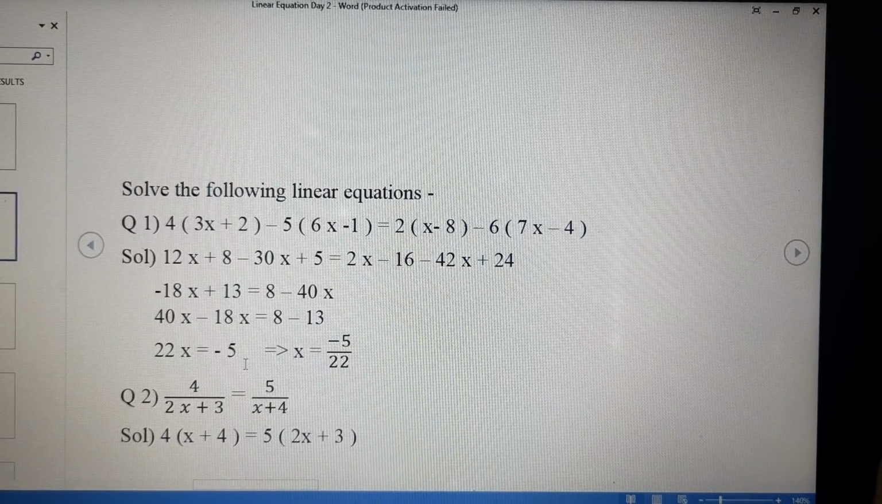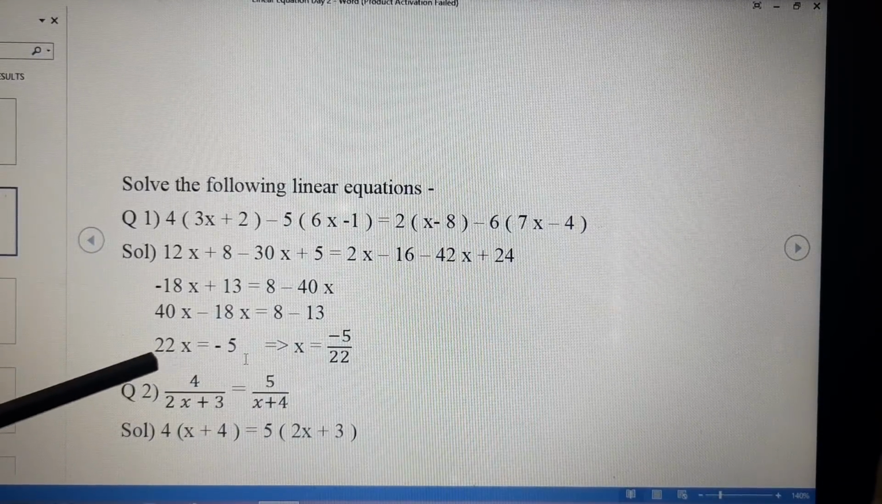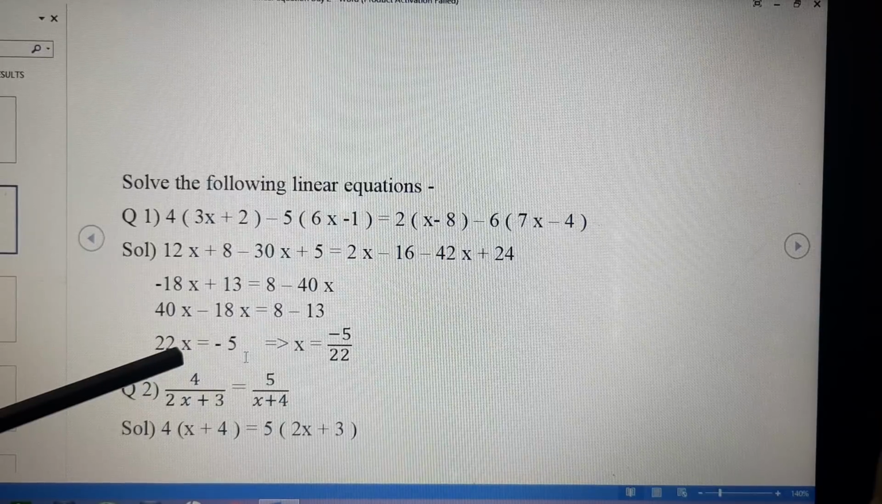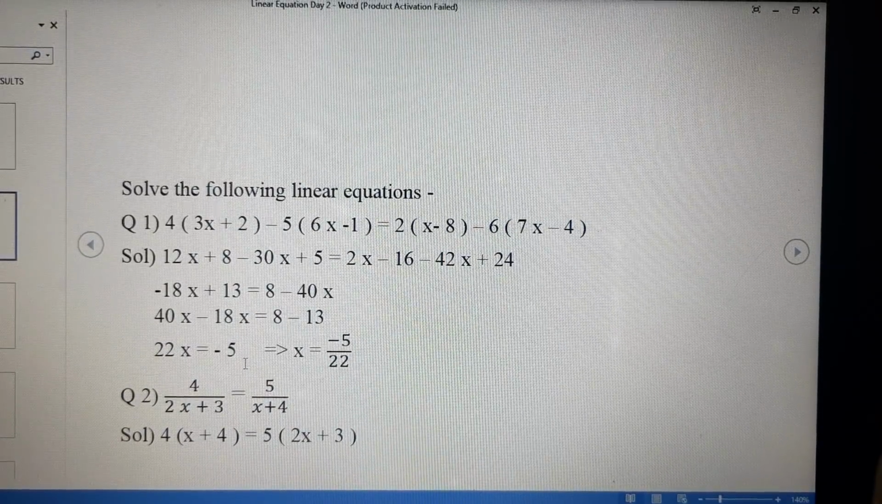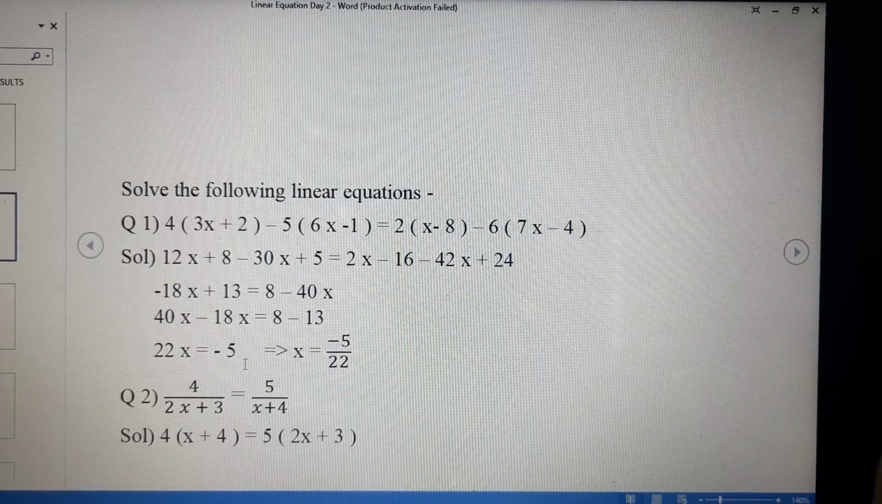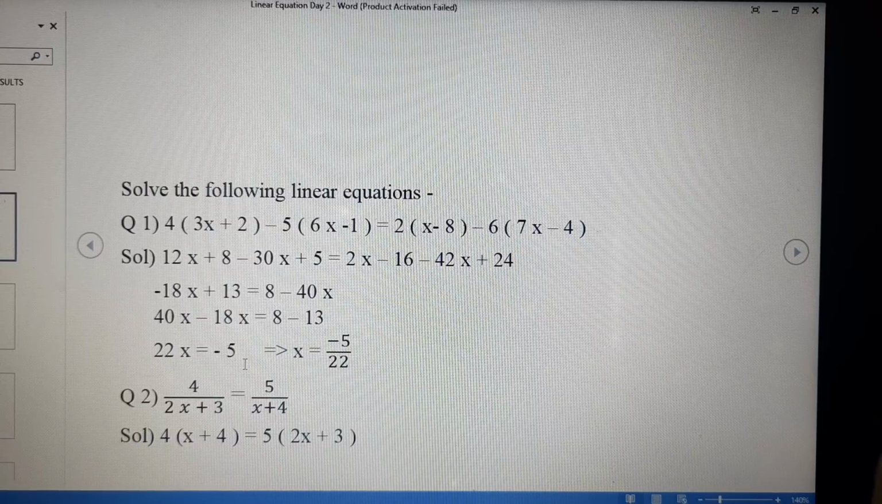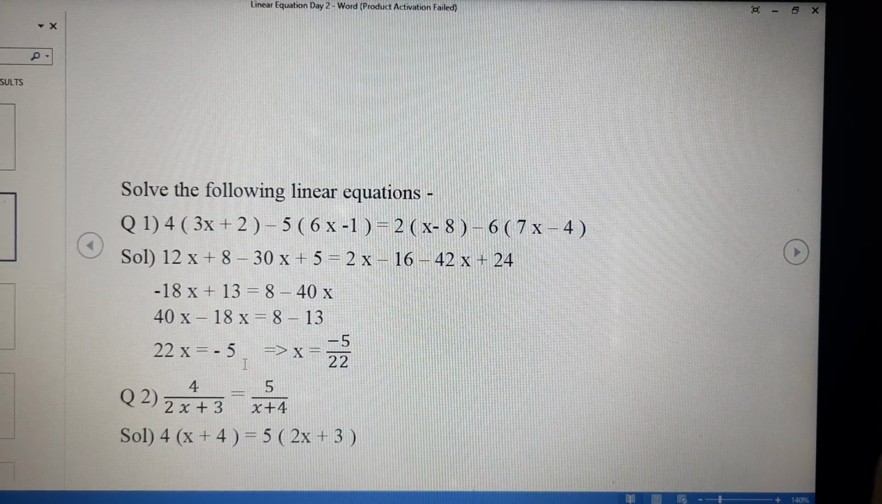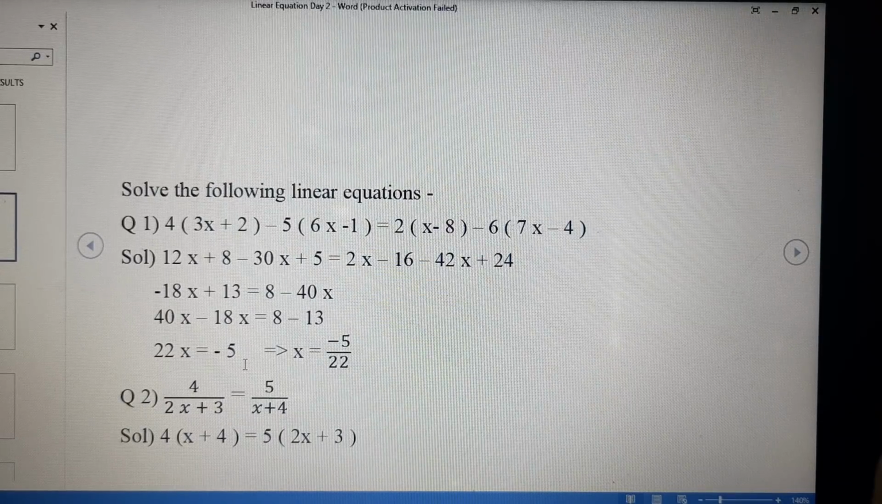Clear? 22 into x. Which sign is there in between 22 and x? Multiplication sign. 22 will be transferred to the other side and will come in division, or will become the denominator. Minus 5 upon 22. So we have the answer: x is equal to minus 5 upon 22.